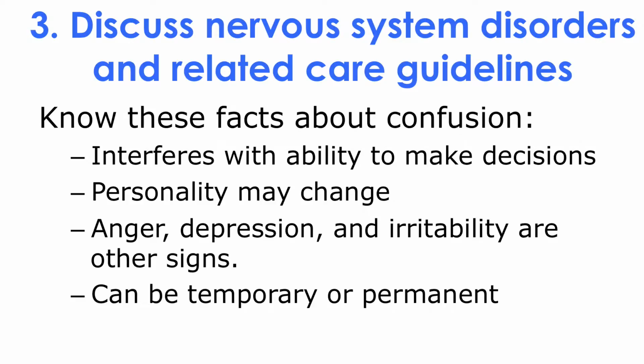So, moving on, now we're going to talk about confusion. Okay, so what are the facts about confusion? When somebody's confused, there is interference with the ability to make decisions. There may be a personality change. Anger, depression, and irritability are other signs of confusion. Because, for example, if you are ever confused and somebody tells you, don't you remember, it can actually get you irritated, because why are you bringing out the fact that I don't remember? If I don't remember it, it makes it even worse. I get irritated or I can get kind of mad.